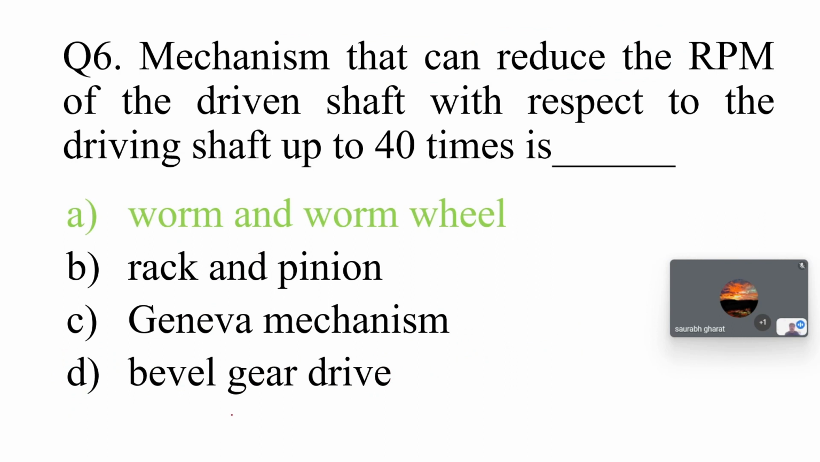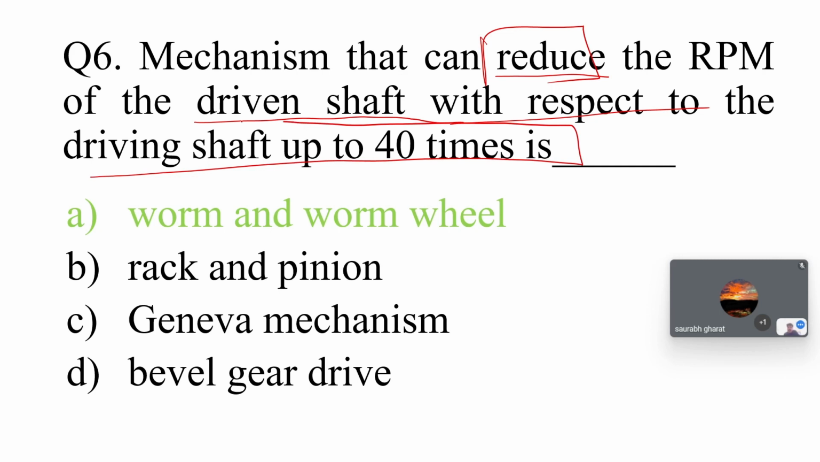Sixth question: the mechanism that can reduce the RPM of the driven shaft with respect to the driving shaft up to 40 times. So the driving shaft speed can be reduced up to 40 times. Where can you get this kind of gear ratio? This is like your input is 40 rotations and you are getting just one rotation. Where can you see this kind of arrangement?